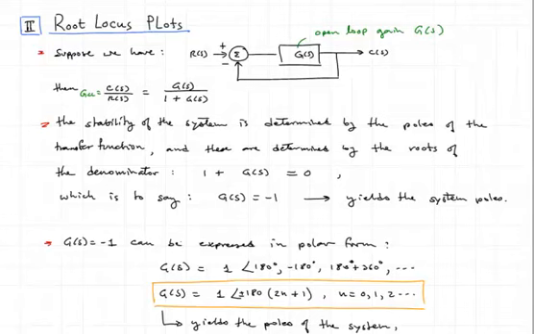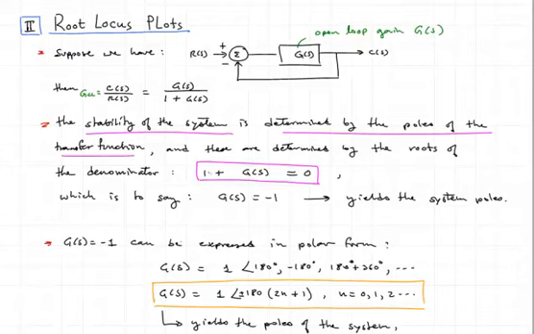So the stability of the system is determined by the poles of the transfer function, and these are determined by the roots of the denominator, specifically the roots of 1 plus G(s). And that is to say that the roots, or the poles, of the closed loop system will be found by satisfying the condition that G(s) is equal to -1. This yields the system poles. This is not new, but it's just a different way of looking at it.